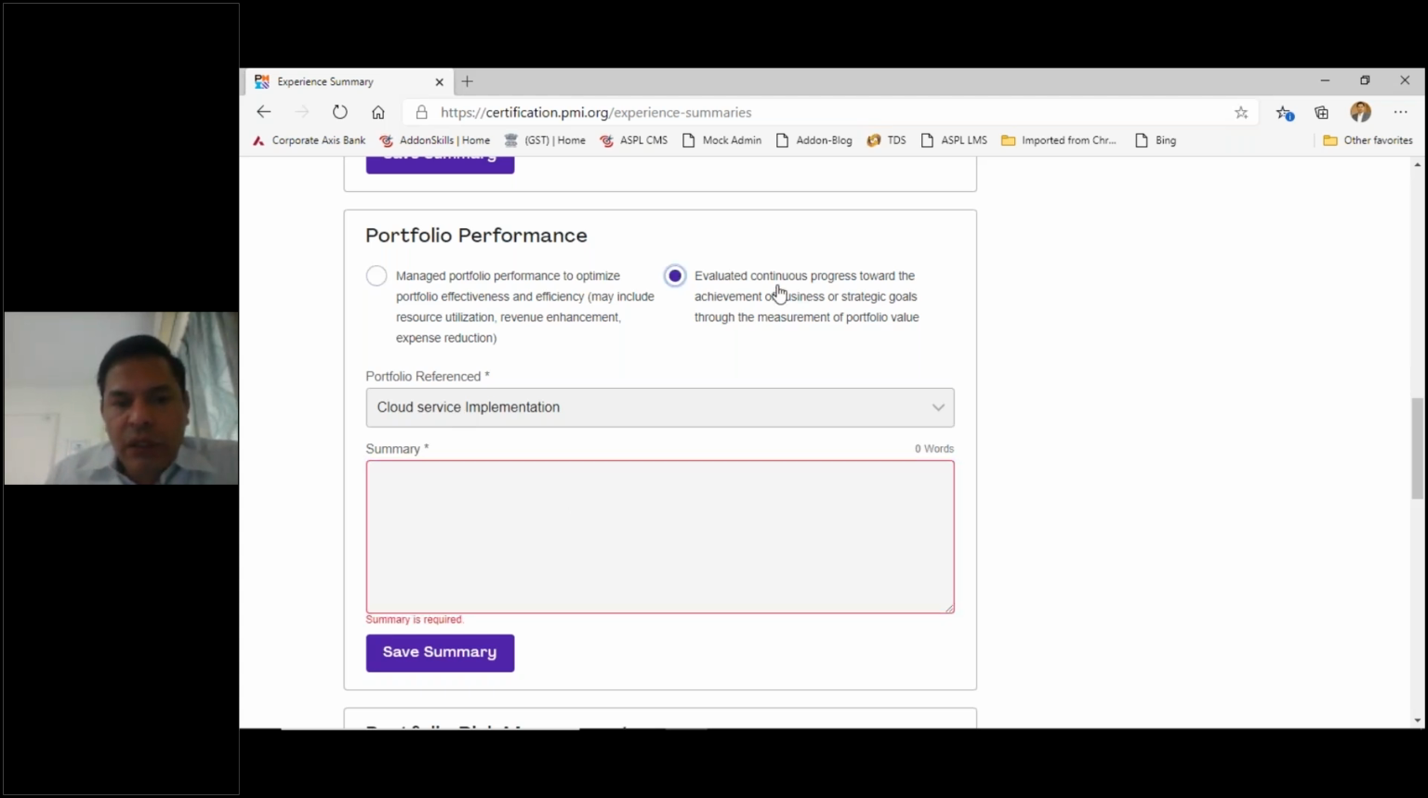Similarly, for this option, evaluate continuous progress toward the achievement of the business or strategic goals through measurement of the portfolio value. Again, continuous progress: how did you continuously evaluate the portfolio progress? What are the portfolio goals and objectives which were defined as part of the portfolio management plan? How did you evaluate the continuous portfolio progress, by again doing reviews with your customer, multiple meetings with your stakeholders, maybe support from your PMO team, and by continuously analyzing the environmental conditions and factors?